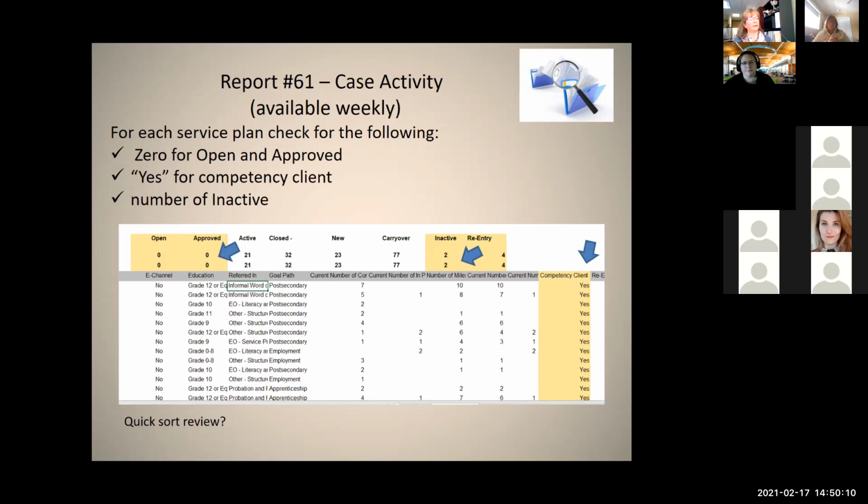Okay, is everybody comfortable with sorting through the report 61, taking out their learners that were from last fiscal year, which is a part of it, just so that you can look at your data in a cleaner fiscal year view?